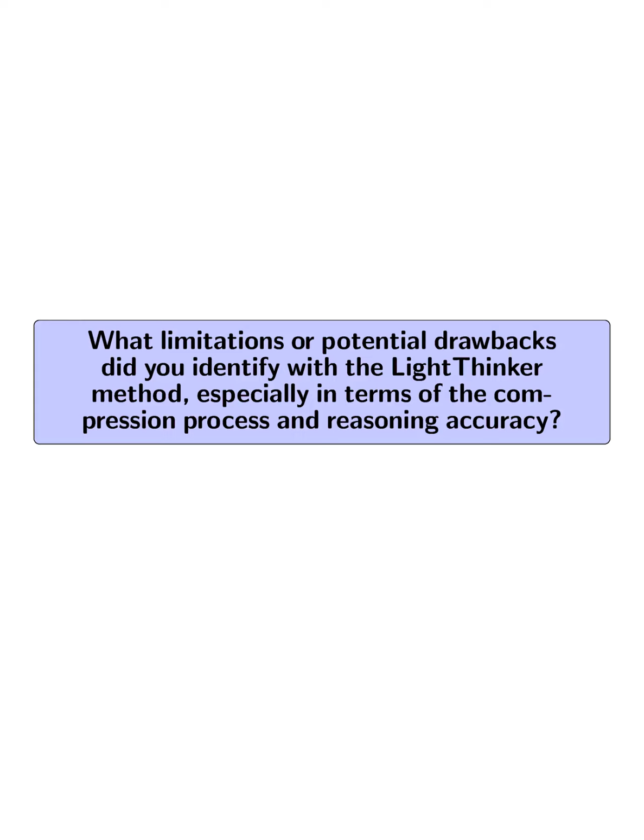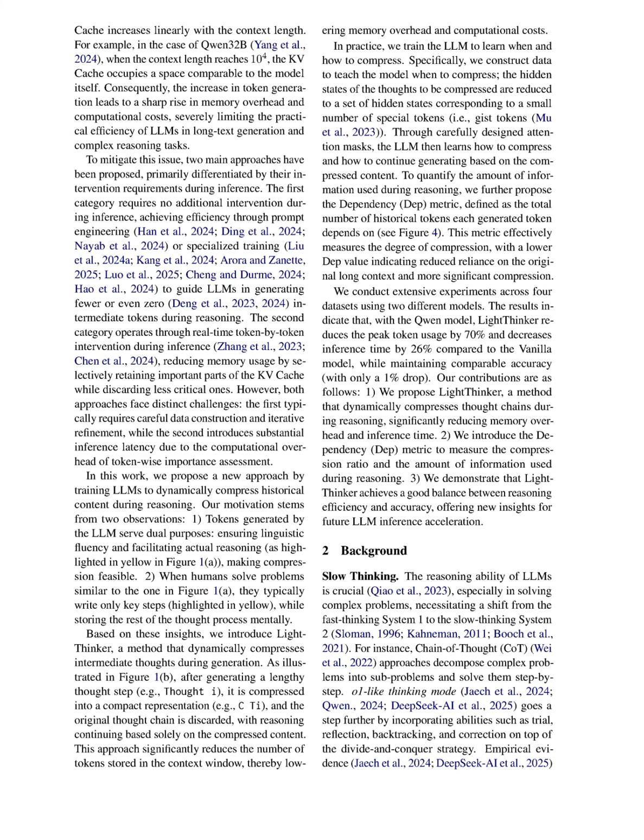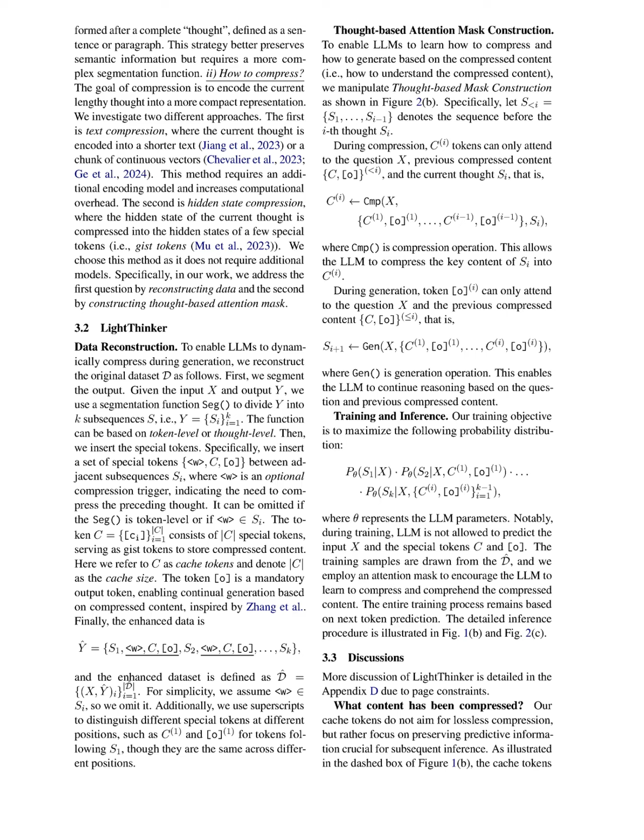What limitations or potential drawbacks did you identify with the LightThinker method, especially in terms of the compression process and reasoning accuracy? The LightThinker method, while effective in reducing memory overhead and inference time, has notable limitations, particularly concerning the compression process and reasoning accuracy. One significant drawback is that the compression is not lossless. It selectively retains only predictive information crucial for future reasoning, which can lead to information loss during the compression steps.